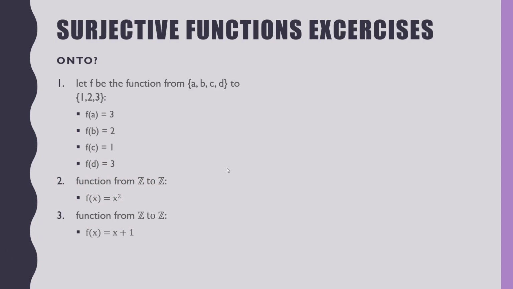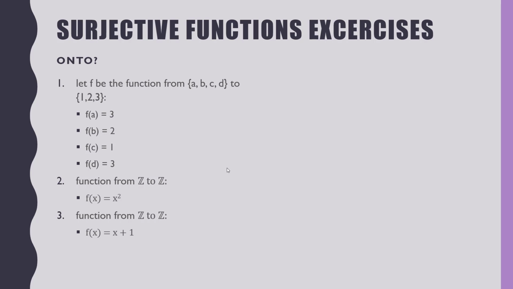So the question would be, if I have a function from {a, b, c, d} to {1, 2, 3}, and those are the values, f of a equals 3 and so forth. And then the next one, integers to integers, f of x is x squared, and integers to integers, f of x is x plus 1. Which of those, if any, are onto or not? Any thoughts?